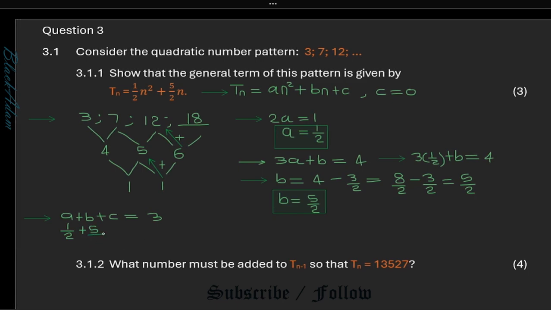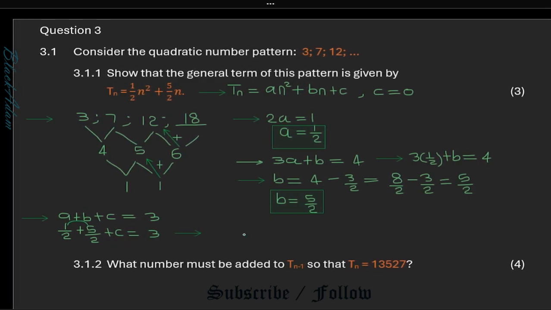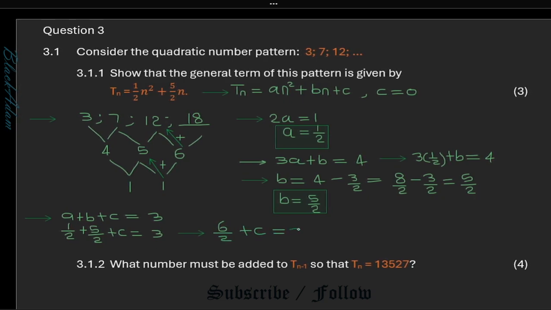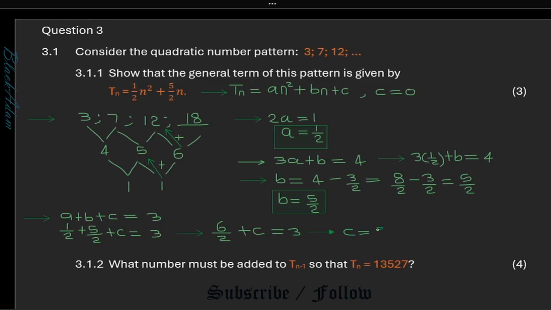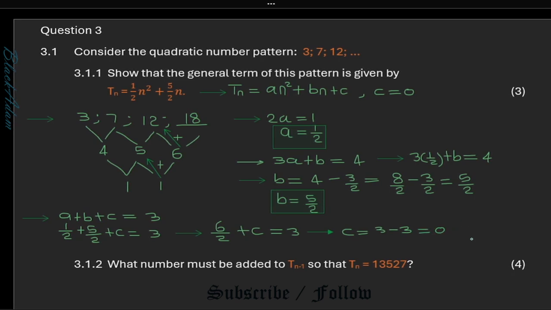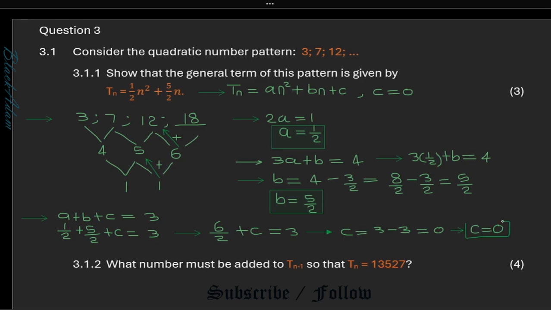So a is half, b is 5 over 2, plus c is equal to 3. So half plus 2 and a half, that's 3. So obviously we have 6 over 2 plus c is equal to 3. So c is 3 minus 3, which is 0. Of course, there was no part of c there, so I just had to calculate to make sure that we find the value of c.